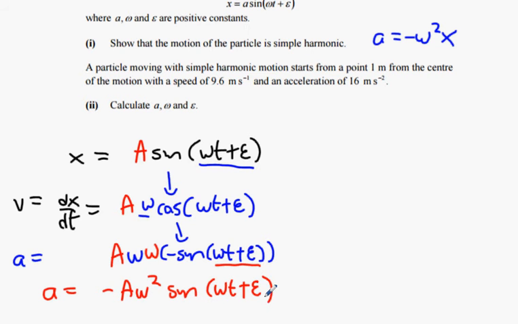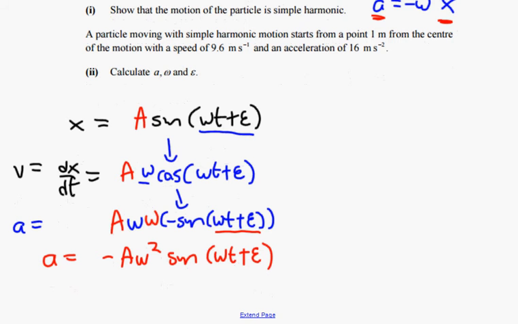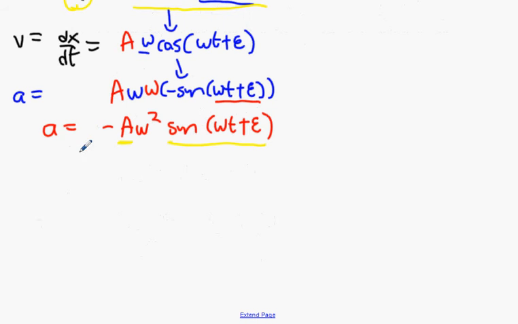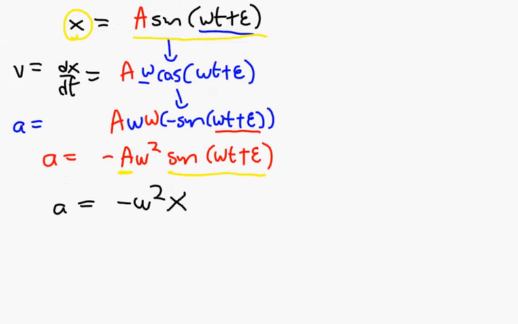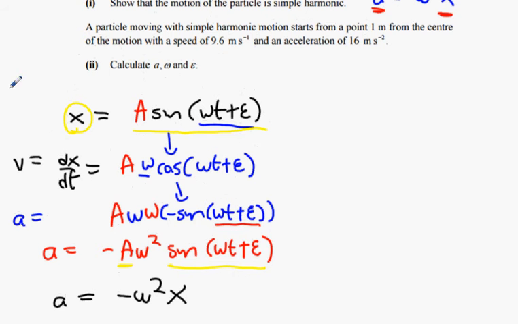Now we still haven't proved that the acceleration is in a different direction to the displacement, so we have to find a way to reintroduce x into this equation. x is A sine omega t plus e. There's your A, there's your sine omega t. So now we can replace that in and we get a equals minus omega squared x. Everybody alright with that? That's very standard. It's in a couple of different years. You'll see that type of question, okay?